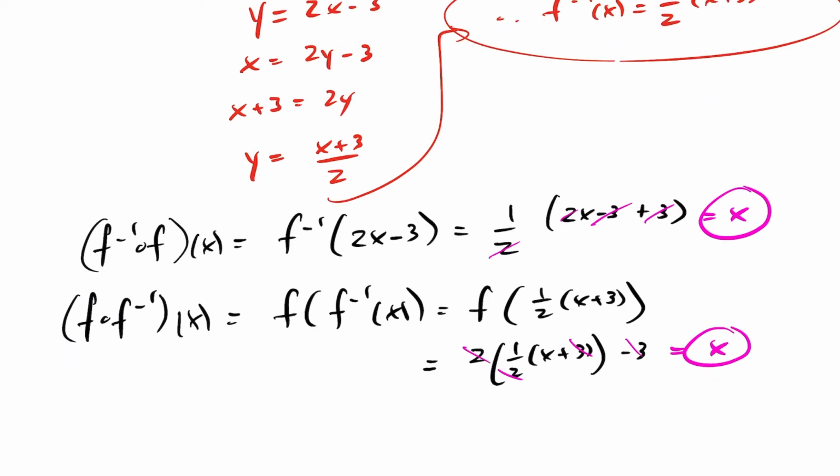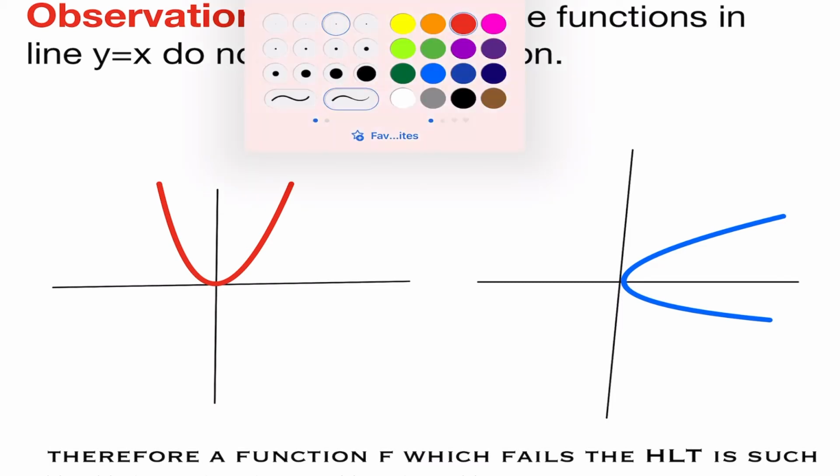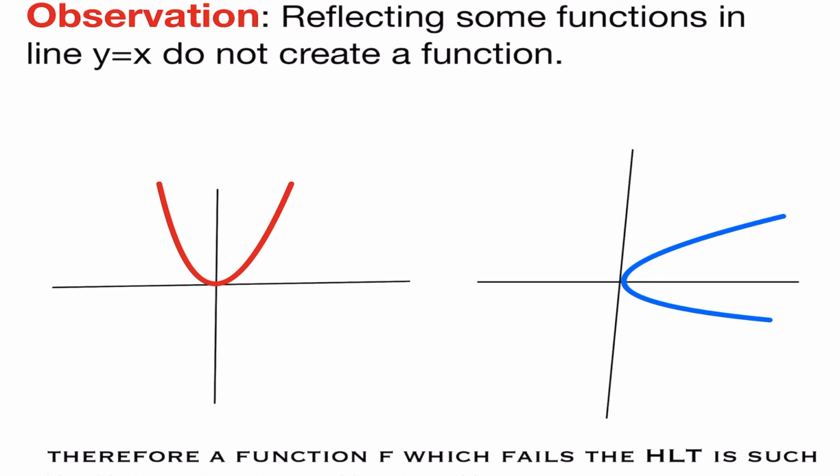Let's take a look at some observations. One observation, as we were kind of hinting at before, is that reflecting some functions in the line y = x doesn't always create a function right back. For instance, here, what I've done is I've got your function y = x squared. You'll notice if I reflect y = x squared in the line y = x to create your inverse, our inverse would actually look something like this.